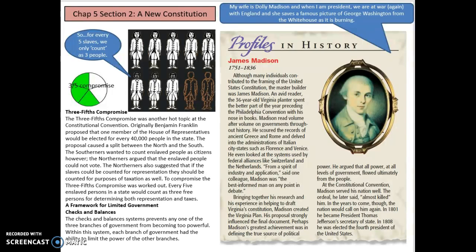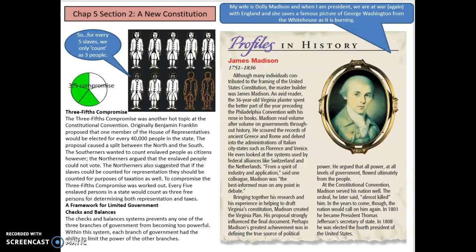The Northerners also suggested that if the slaves could be counted for representation, they should be counted for purposes of taxation as well. To compromise, the Three-Fifths Compromise was worked out. Every five enslaved persons in the state would count as three free persons.